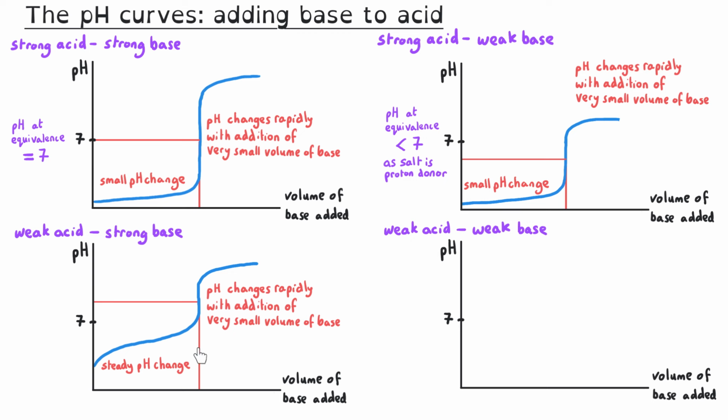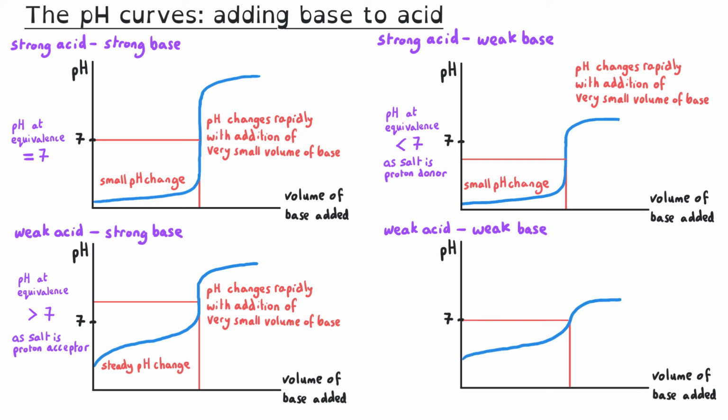Again, the equivalence point is where we see the rapid change in pH, and the pH at equivalence this time would be greater than 7, as the A- that is produced from the weak acid is actually a proton acceptor, and so this means at the equivalence point the pH will actually be greater than 7.